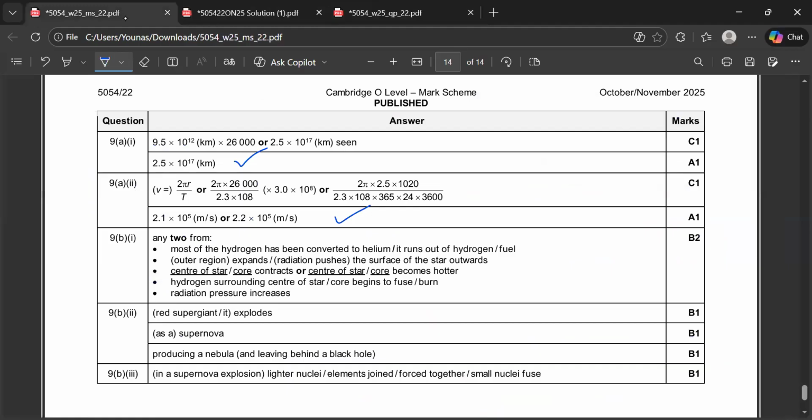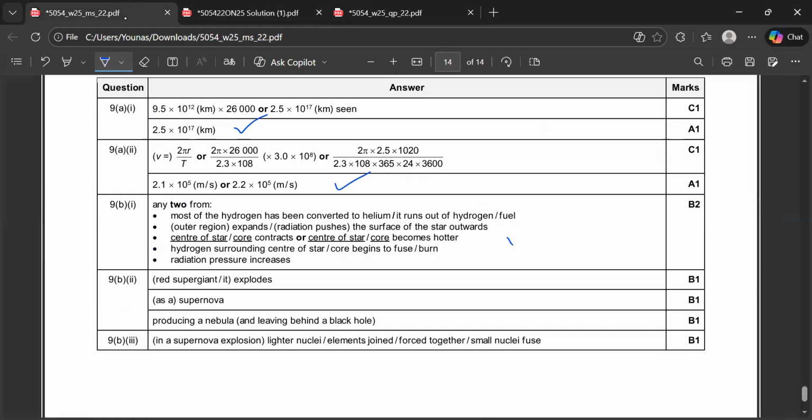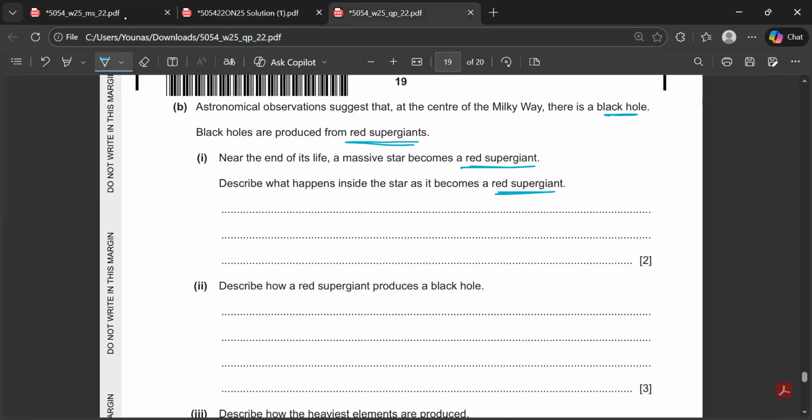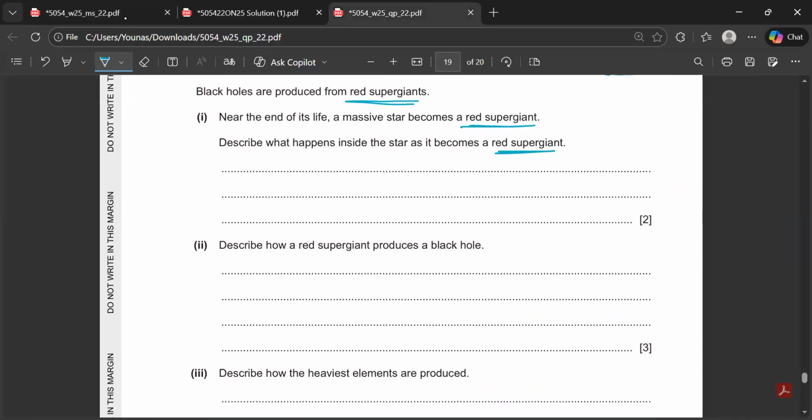Let me show you the marking scheme. It's very important. Okay, so you should know this. Most of the hydrogen has been converted to helium. It runs out of the hydrogen fuel. Outer regions expand. Radiation pushes the surface of the star outward. The star core contracts and becomes hotter. The hydrogen surrounding the star core begins to fuse, burn. Radiation pressure increases. So this is my written answer. This is the answer written there. You can always write a better answer, sir.